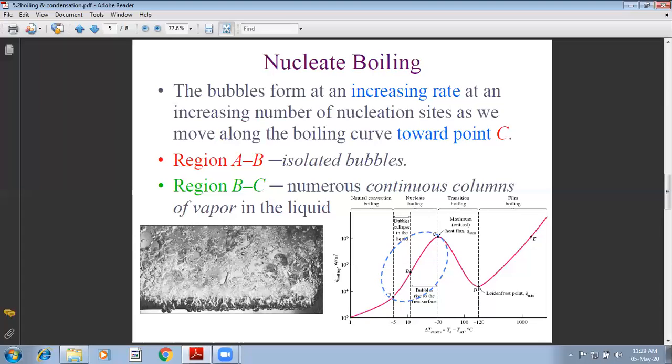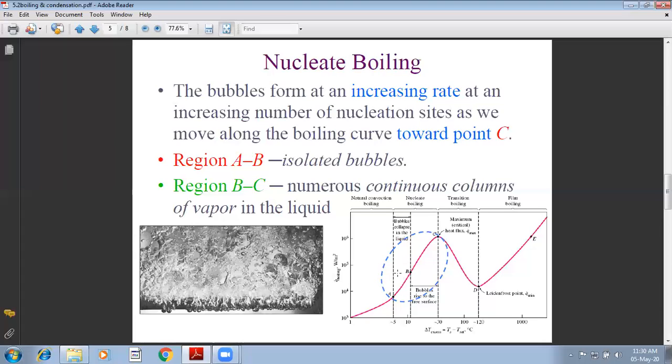Again, we can categorize from point A to point B as isolated bubbles, from point B to point C as numerous continuous columns of vapor in the liquid. It means that if the excess temperature is well within 10 degrees Celsius, you can see the formation of bubbles and they will move towards the free surface without disturbing the other fluid molecules.